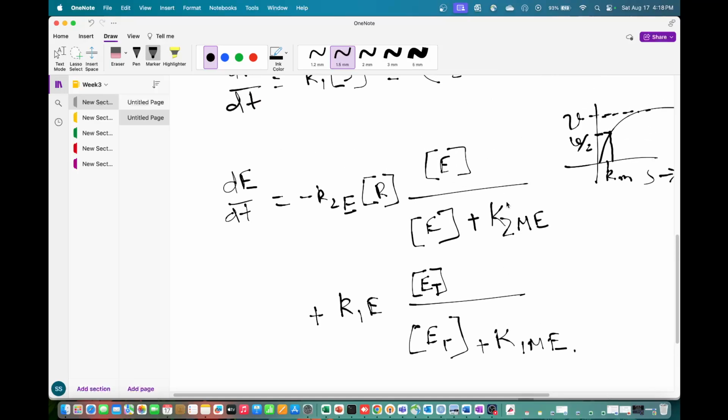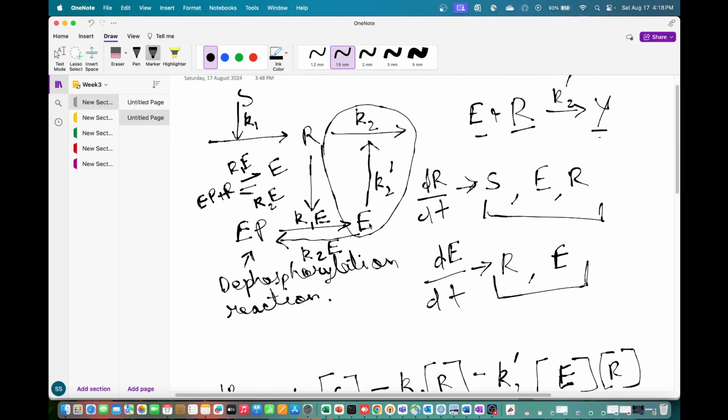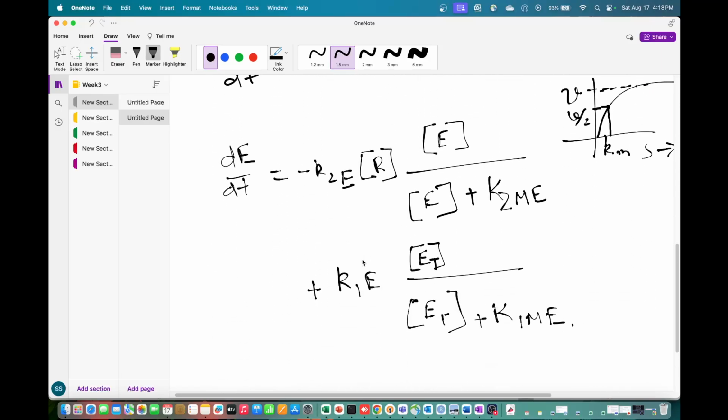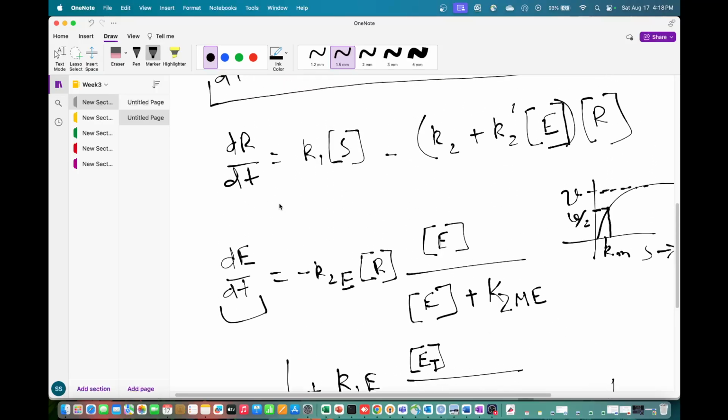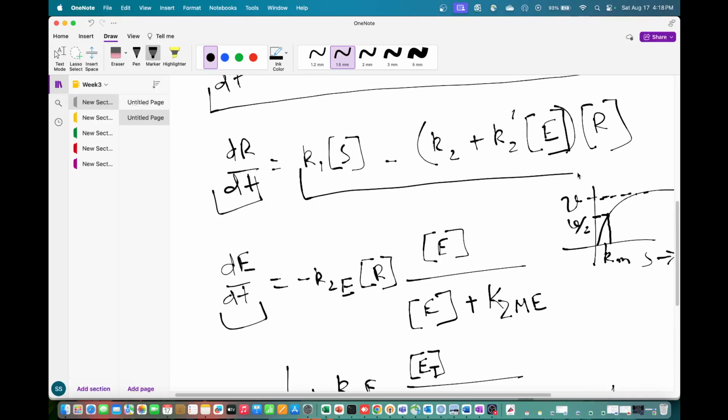This E is basically the concentration of E at equilibrium, and this E is basically the concentration of E at time t, because this E is also getting used up in another reaction. So this E is not in equilibrium with EP. It is in equilibrium for this particular reaction, but E again is getting used up. So our equations become these two. This is for dE dt, and this is for dR dt.